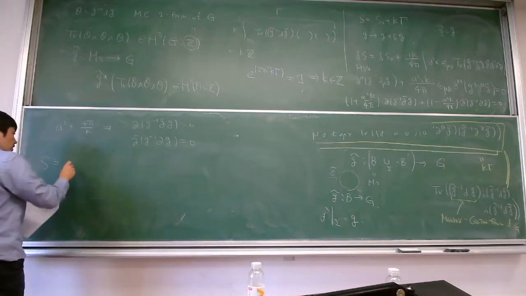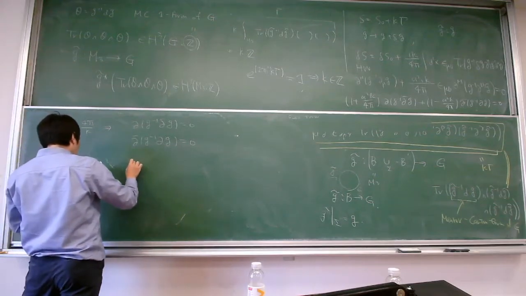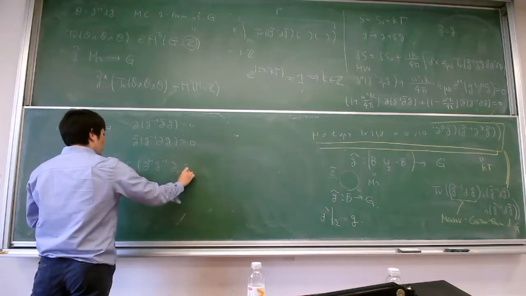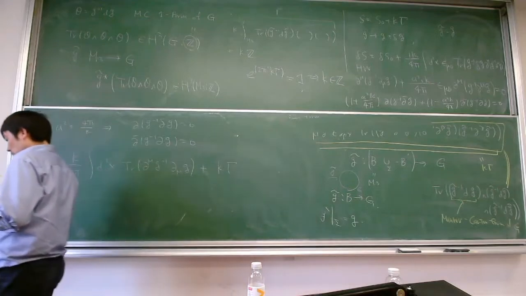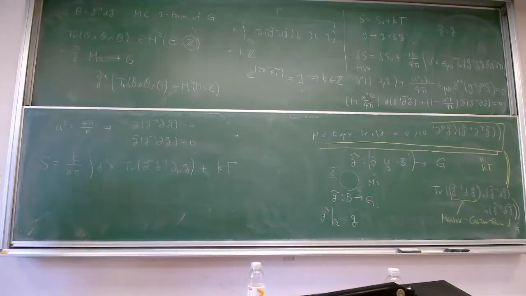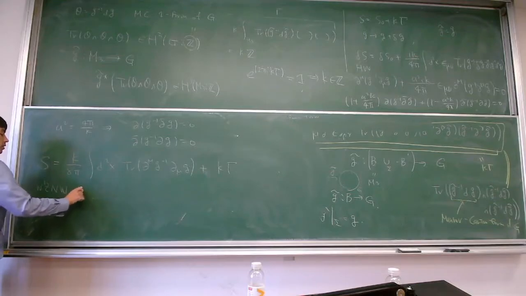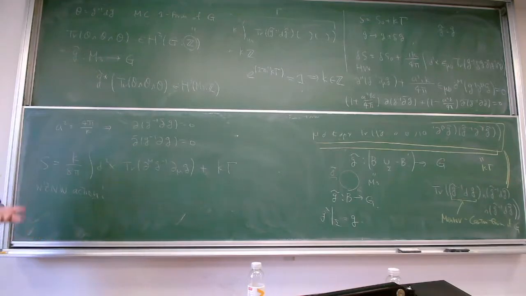For the holomorphic anti-holomorphic current, we need k over 8 pi, integral d squared x, trace of partial mu G inverse partial mu G, plus k times gamma. So this is the Wess-Zumino-Witten action. And then, as you can easily imagine, this holomorphic anti-holomorphic current is associated with the current algebra I introduced before. Any questions so far?